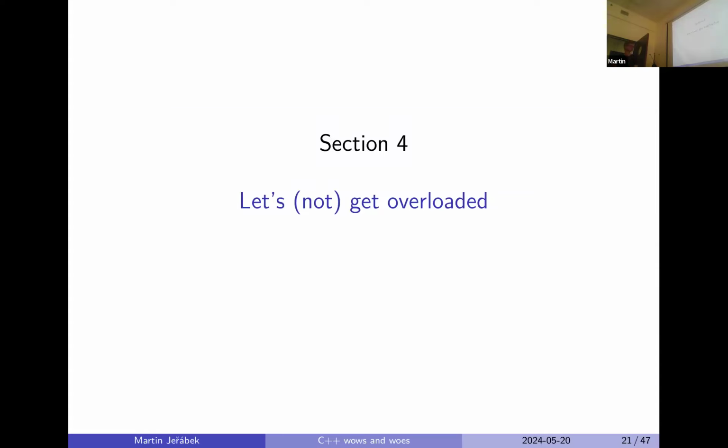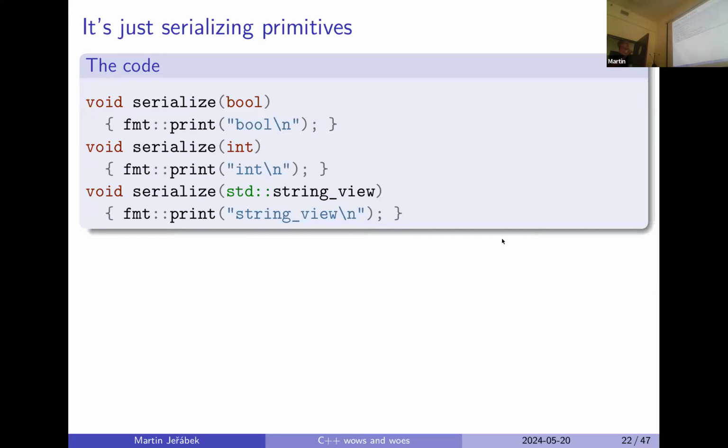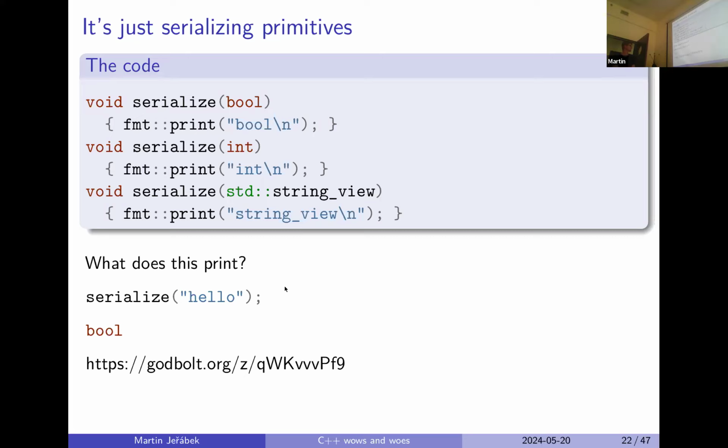So let's get overloaded. We just want to serialize some stuff, for example JSON, it doesn't matter. Here we just have a few function overloads for bool, int, and string via string_view. And let's just test it. What does this print? Serialize hello. Right? That's the sensible answer. And of course, it prints bool. What? Yeah, it converts the pointer. It makes complete sense, right?